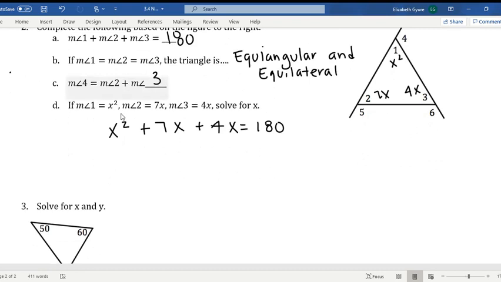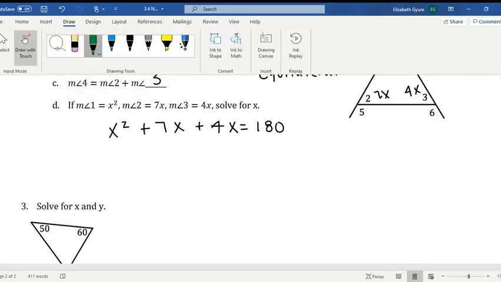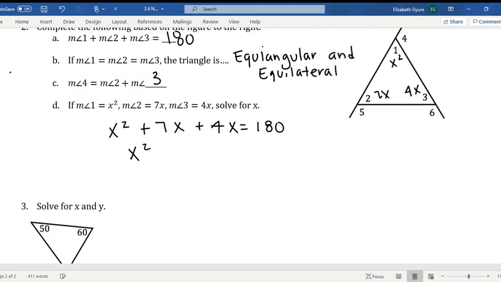So we're going to combine our like terms. We are going to combine our like terms, and we are going to move that 180 over like Reagan suggested. Okay, what would I do now to continue my factoring? Carly?